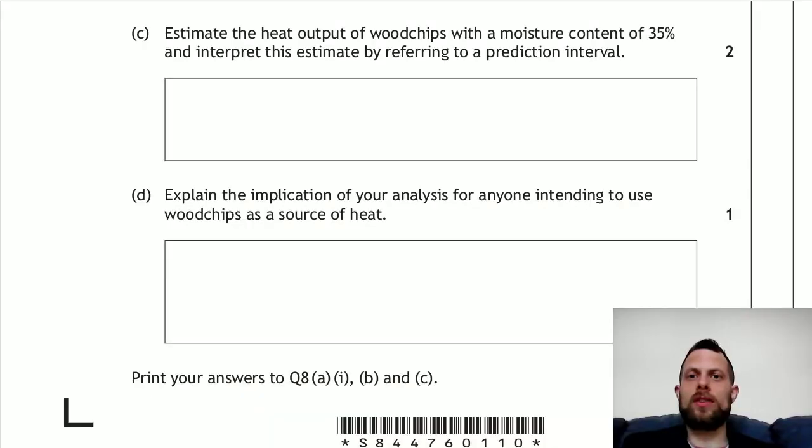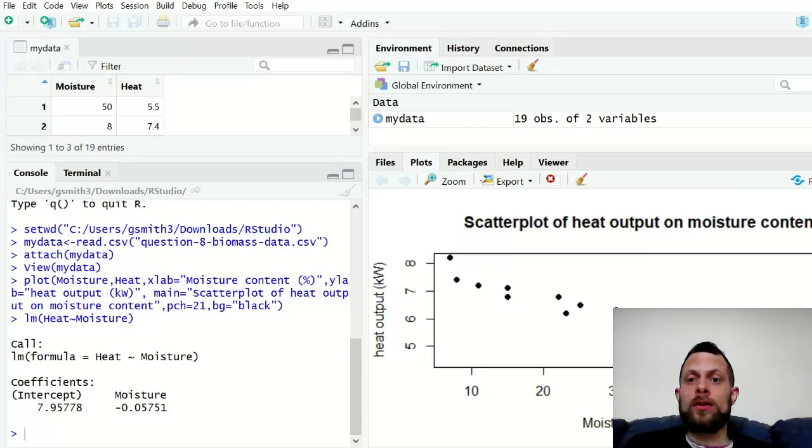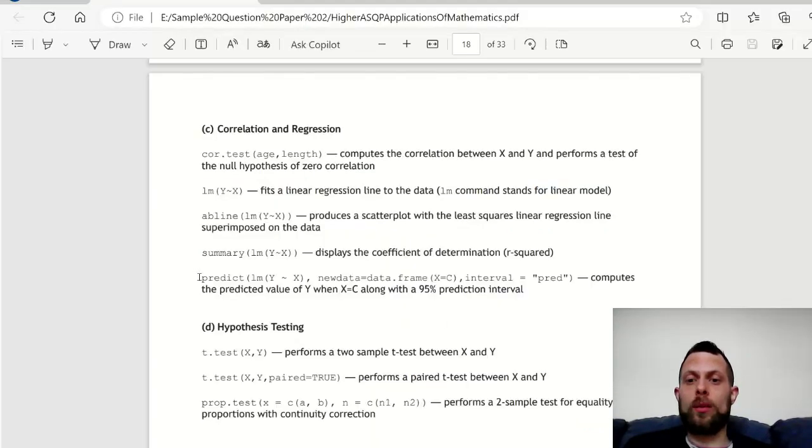Let's see, it says you need to make an estimation, and this will be using the regression model. The question mentions these words prediction interval. Now it's never been quite clear whether this is supposed to be in the course or not, but it was in one of the past papers, and it is also in the data booklet. So you would go to your data booklet, and the one you need to use is this predict, and it is probably simplest just to copy and paste it.